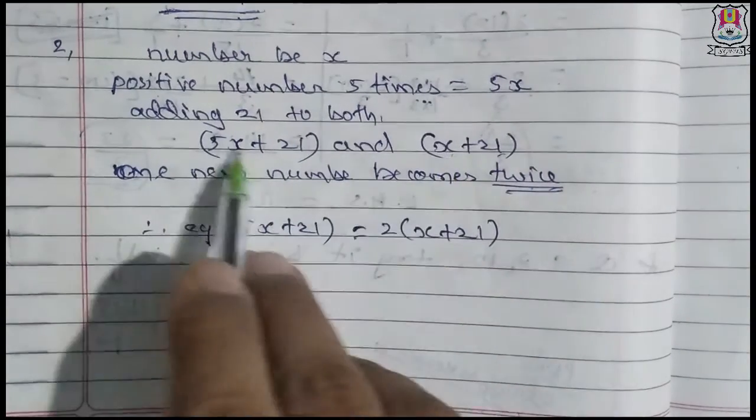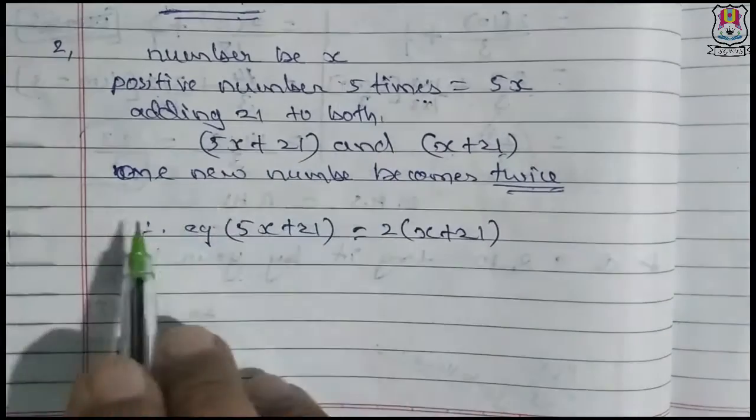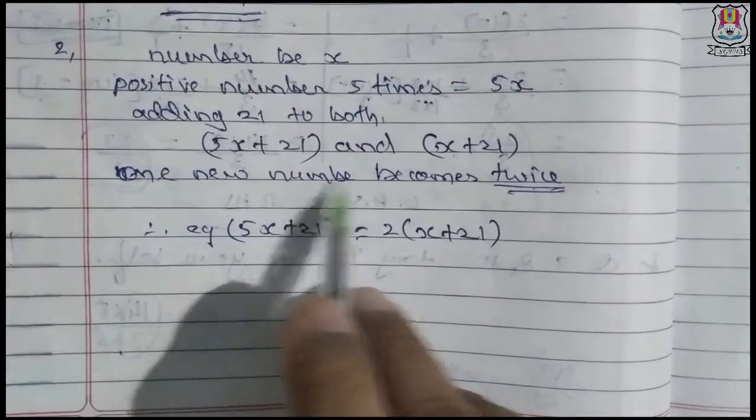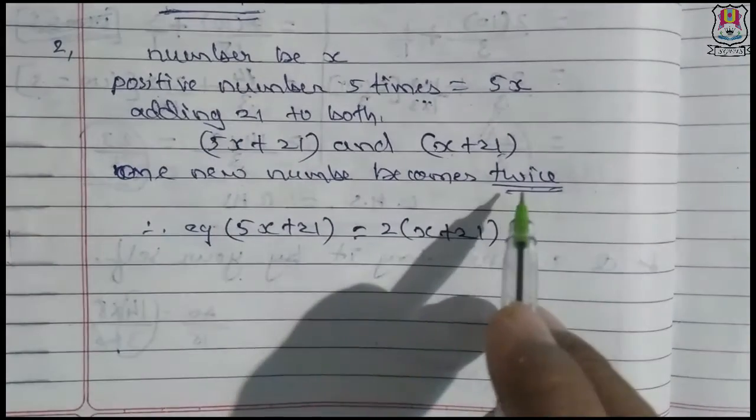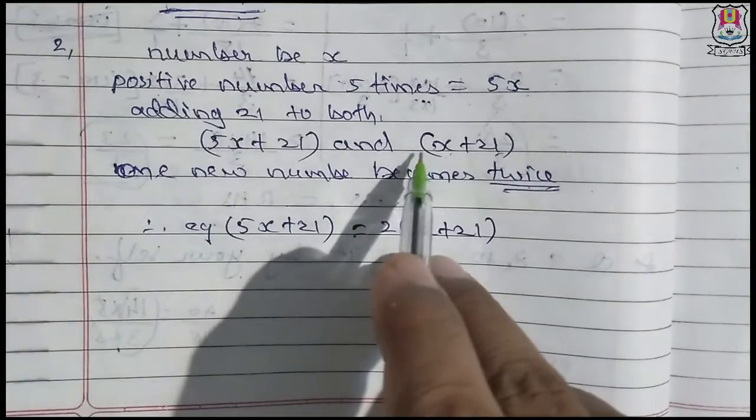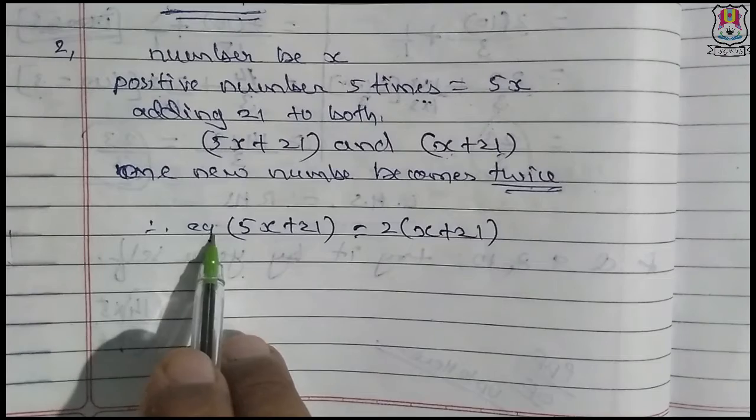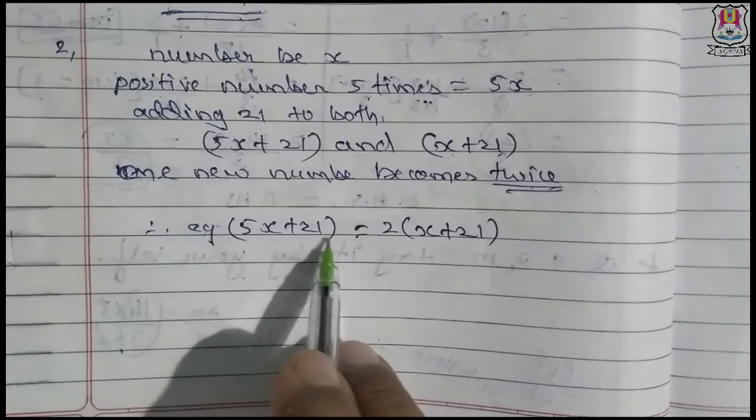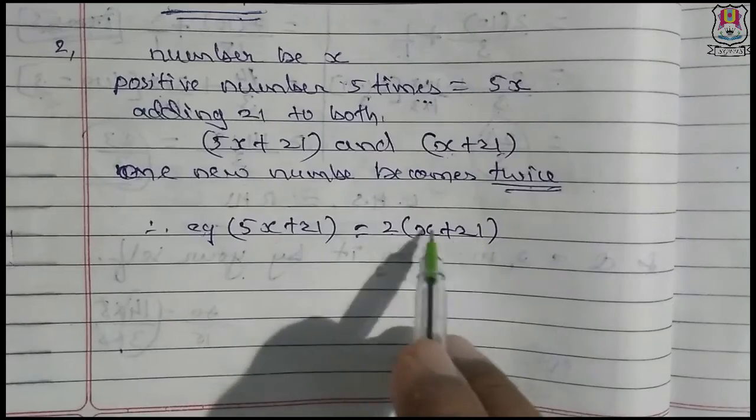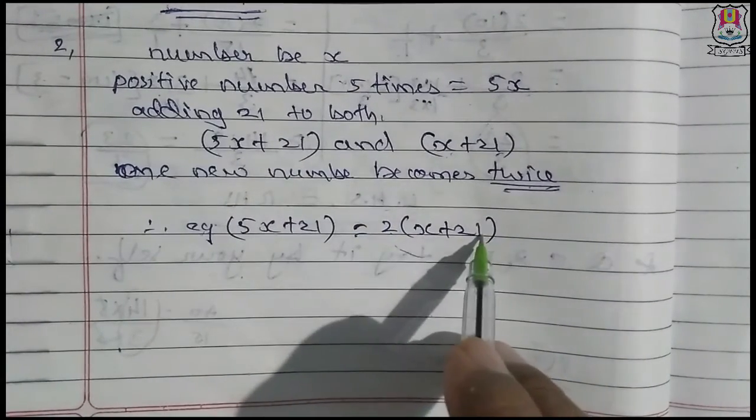One is the number and the other is 5 times the number, and 21 is added to both of them. Now as per the question, there is one more statement that one new number becomes twice. Twice means any one of them is to be multiplied by 2 to make it twice. So what equation are we going to get? The equation will be 5x plus 21 is equals to twice the first number plus 21. We are making this number twice, so 2x plus 21.